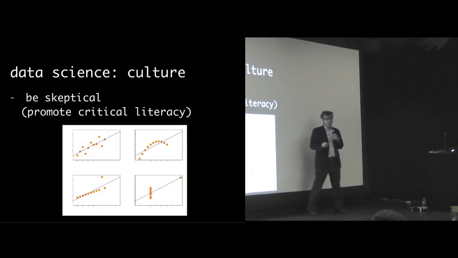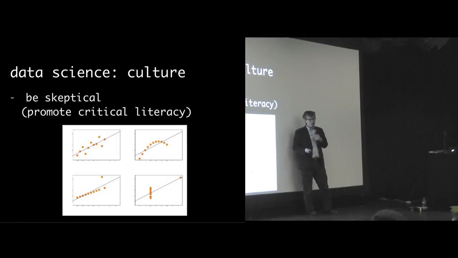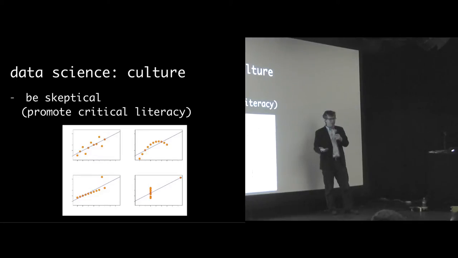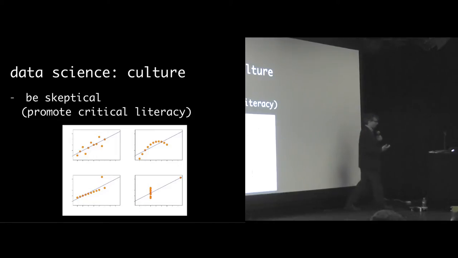Promoting that critical literacy also means empowering the people that work around you, even if they're not the people who are writing the R or whatever. Promote the ability of other people to question you and to make sure that you're not doing something nuts. So promoting critical literacy, I think, is useful. And this is certainly true for my biologist collaborators, right? I want them to know what I'm doing enough that they feel comfortable doubting, right? And they feel comfortable asking hard questions about why my methods are doing what they do.